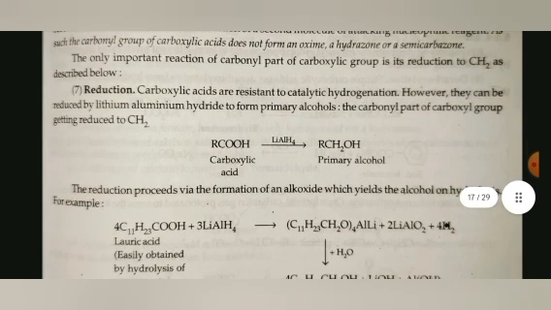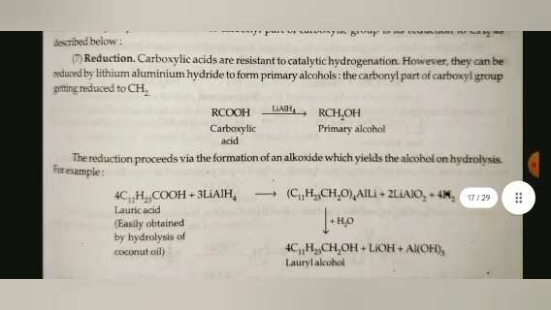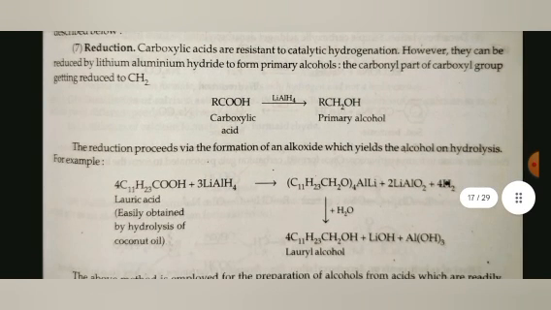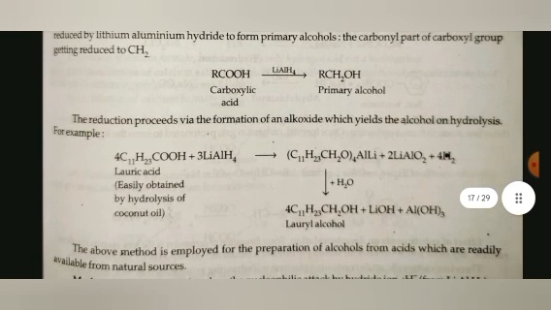The only important reaction of the carbonyl part of the carboxylic group is its reduction to CH2, as described below. Seventh is reduction. Carboxylic acids are resistant to catalytic hydrogenation. However, they can be reduced by lithium aluminium hydride to form primary alcohol. The carbonyl part of the carboxylic group gets reduced to CH2. Carboxylic acid in the presence of LiAlH4 gives rise to primary alcohol.